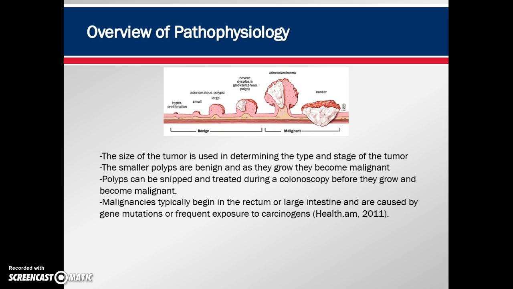The treatment of these polyps during colonoscopy is important as it can negate the problem before it occurs and also give the patient a chance to make changes to their lifestyle and prevent recurrence. The malignancies that happen in polyps occur in the rectum and large intestines. The malignancies are caused by gene mutations that happen as the polyp grows and also by frequent exposure to carcinogens. These carcinogens vary but are equally as deadly.